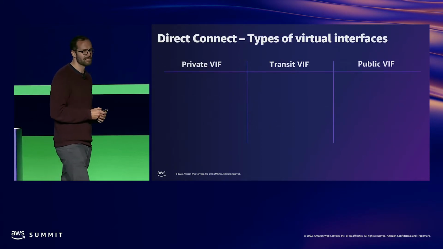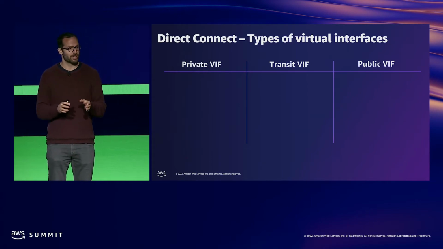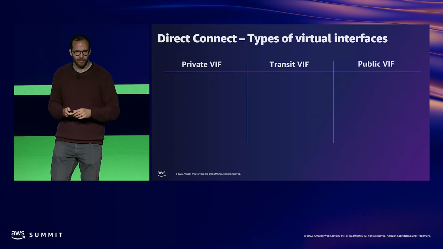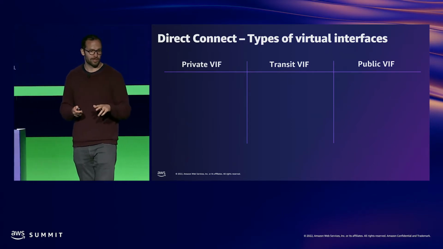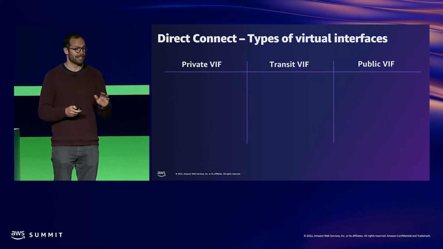Okay, so that's the physical layer. Let's now start digging more into the logical configuration. So you decided on the location, you have your physical connection. Now you're creating virtual interfaces. And we have 3 different types of virtual interfaces. We have private, transit, and public. Think about them as VLANs. These are VLANs and an eBGP session.